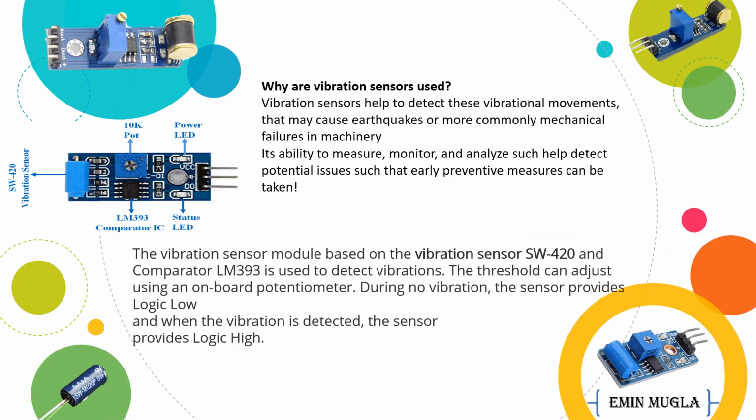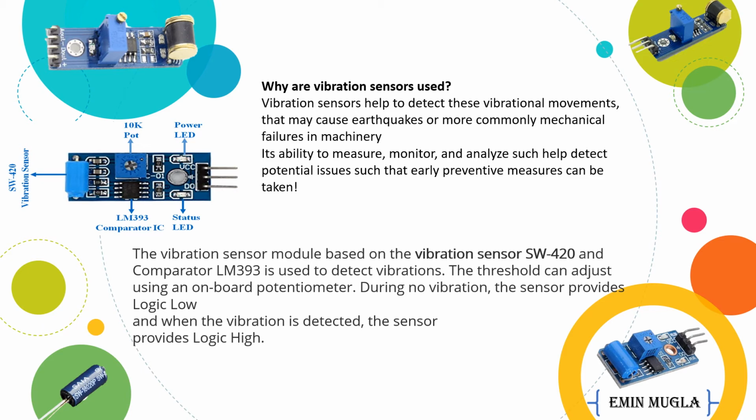Why are vibration sensors used? Vibration sensors help to detect vibrational movements that may cause earthquakes, or more commonly mechanical failure in machinery. Its ability to measure, monitor, and analyze such vibrations helps detect potential issues so that early preventive measures can be taken.